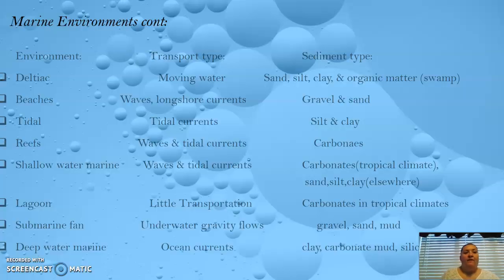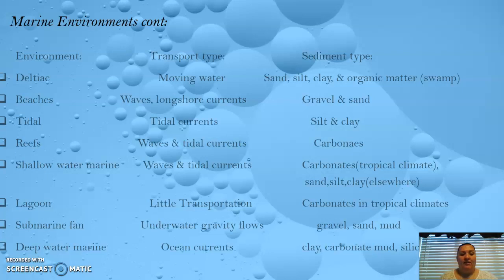We're going to go over a little more information on the marine environments. We'll go over the environment, the transport type, and the sediment type. The deltaic transport type is moving water. The sediment type is sand, silt, clay, and organic matter. The beaches transport type is waves and longshore currents, and the sediment type created is gravel and sand. The tidal transport type is tidal currents, and the sediment type is silt and clay. For reefs, the transport type is waves and tidal currents, and the sediment type is carbonates.